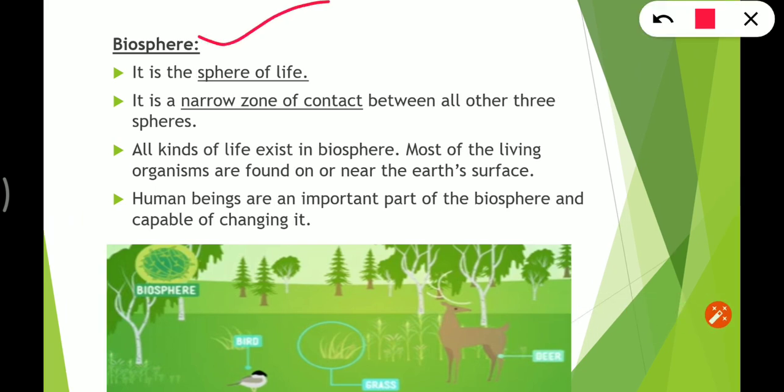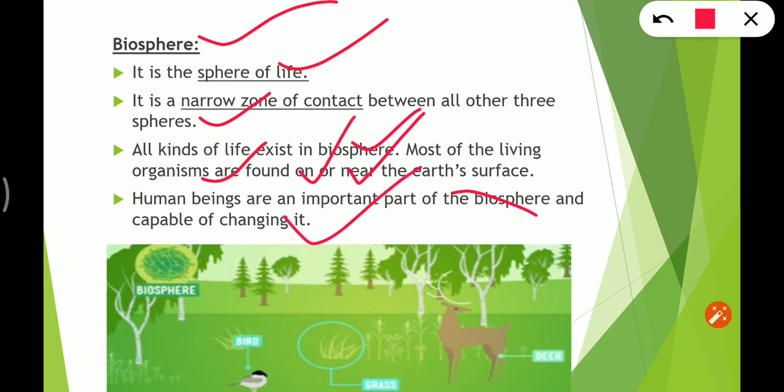Let's move to the next one. This is very important. Biosphere. This is the sphere of life. It is a narrow zone of contact between all other three spheres. Okay, all kinds of life exist in biosphere. Most of the living organisms are found on or near the earth's surface. Okay, human beings are an important part of the biosphere and capable of changing it.